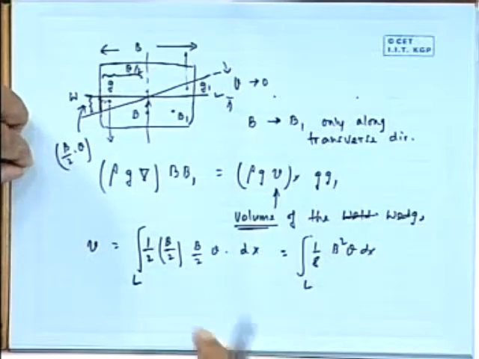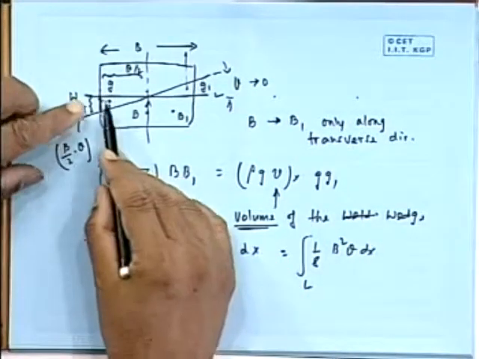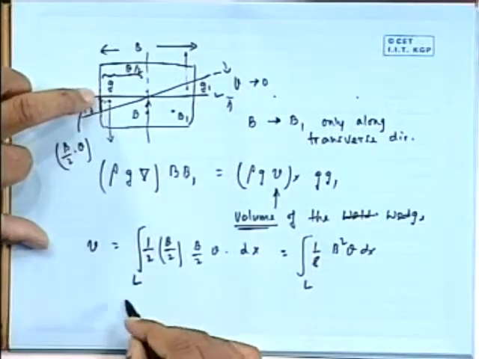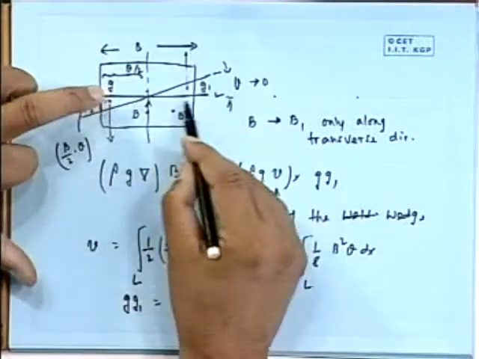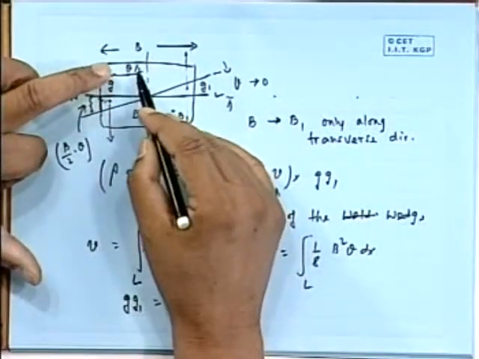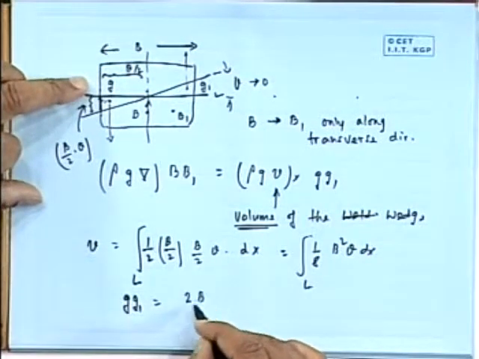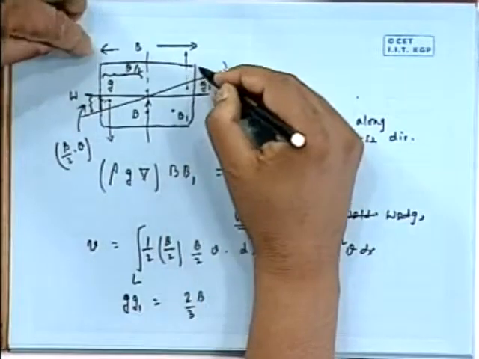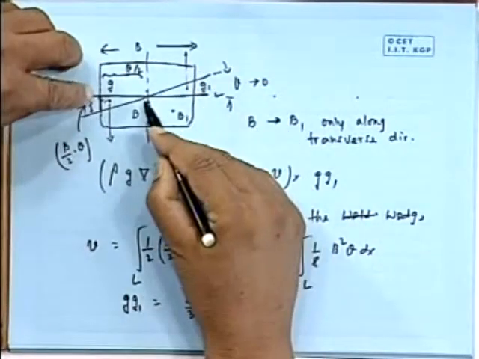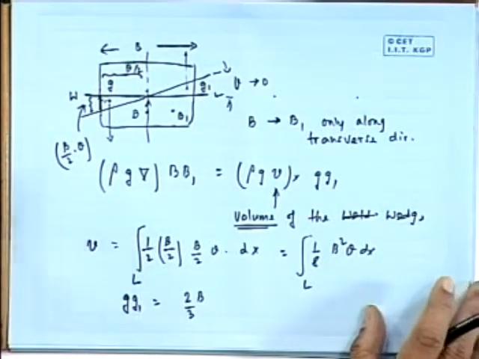This is V. Now, what is GG1? G to G1, if you see here, is actually 2/3 of b by 2 taken twice, that is actually 2/3 of b. No, I am talking of b to be the entire thing. So this is b by 2, and this is actually 2/3 of b. Okay. So we have got this 2/3 of b.